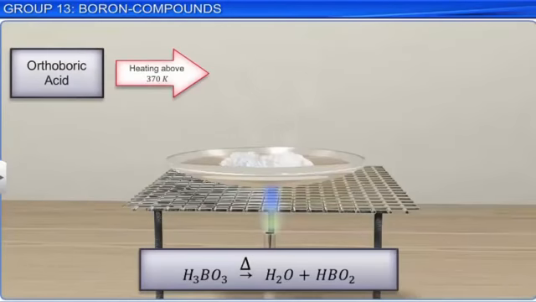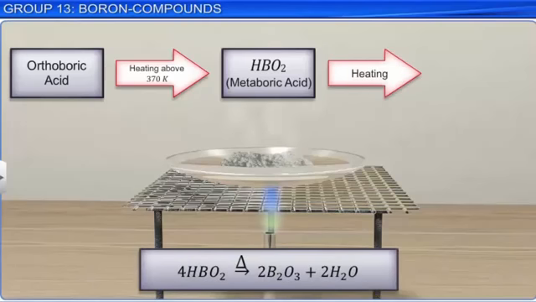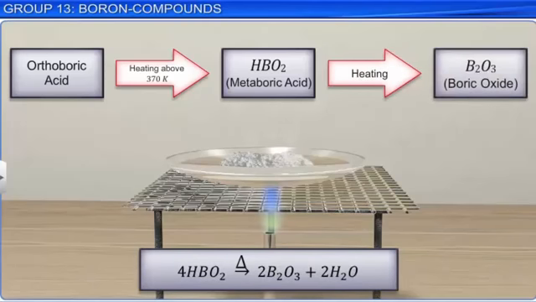When heated above 370 Kelvin, orthoboric acid decomposes to form metaboric acid, HBO2. If metaboric acid is heated further, it will form boric oxide, B2O3.